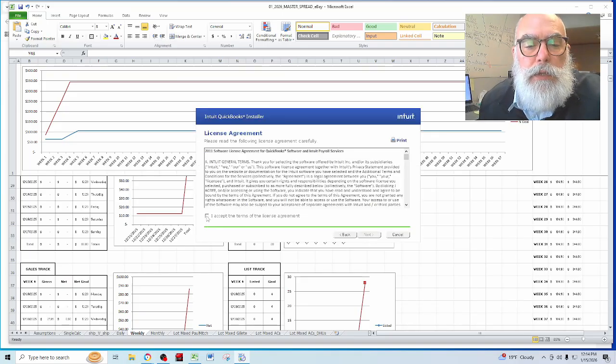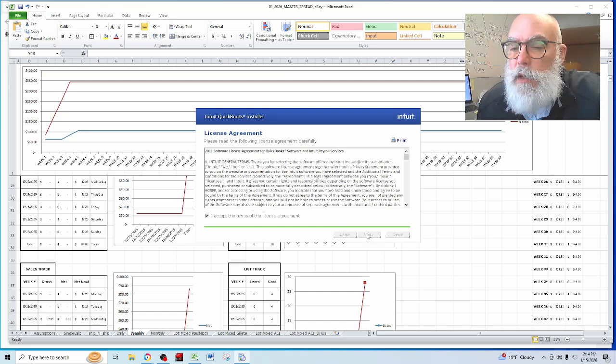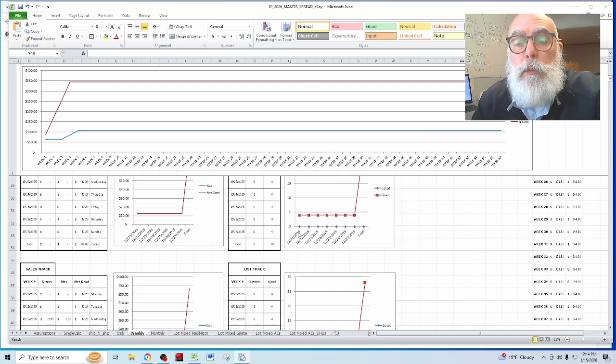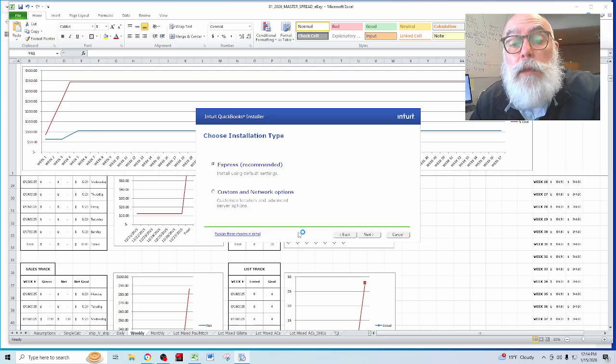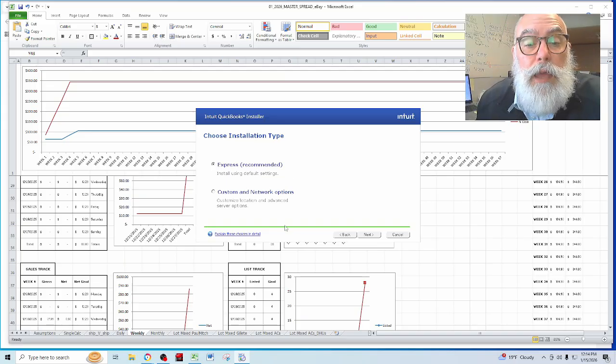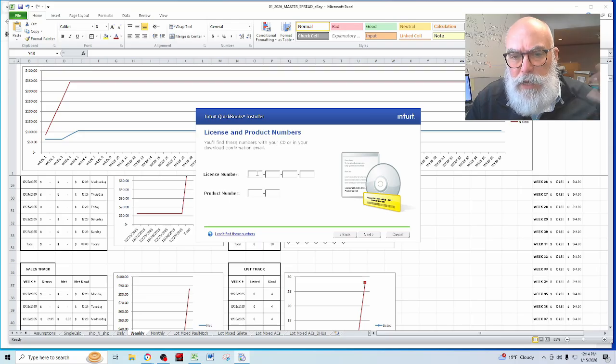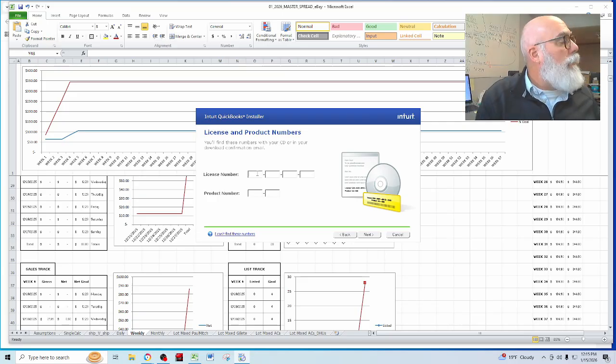is install QuickBooks. I've had this copy of QuickBooks on another machine, and that machine is very, very slow, so I've just decided, hey, you know what, I'm going to do a clean install over here and be good with that. So let's see.